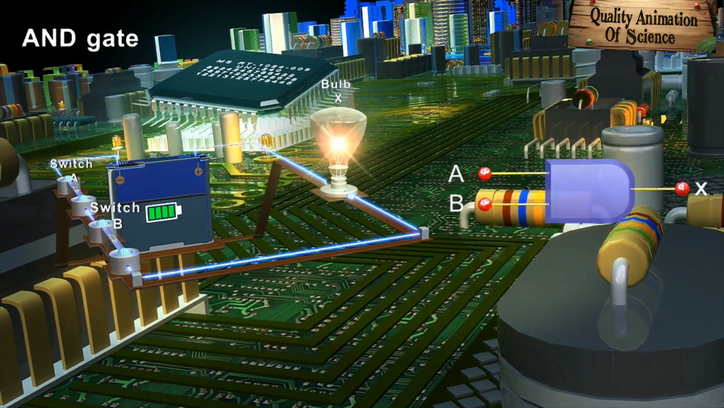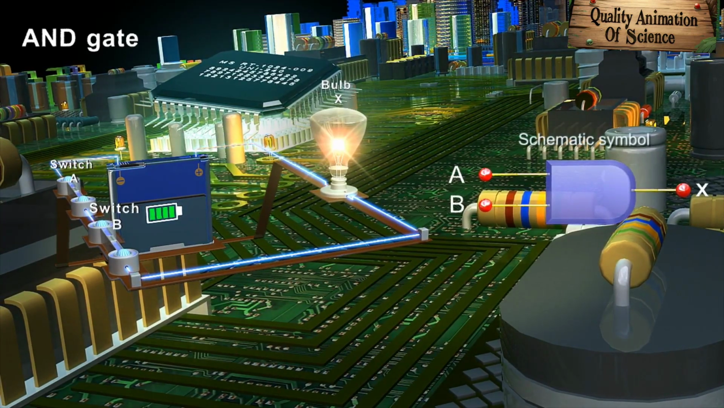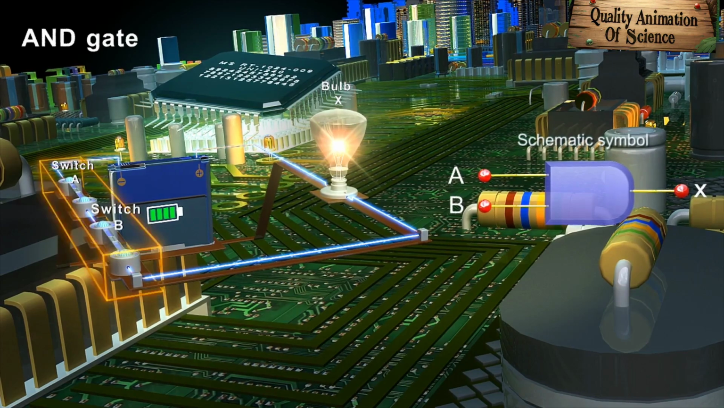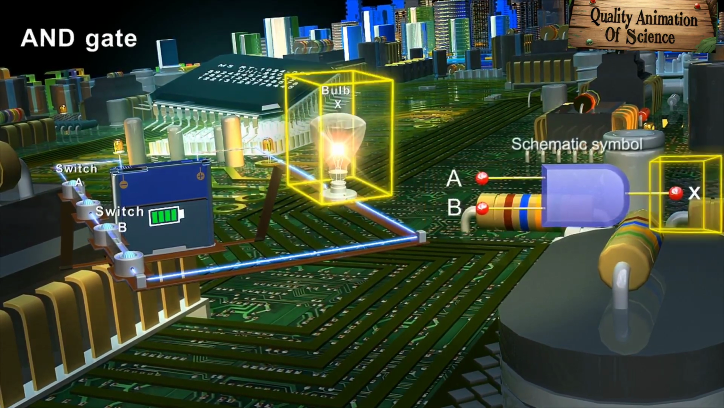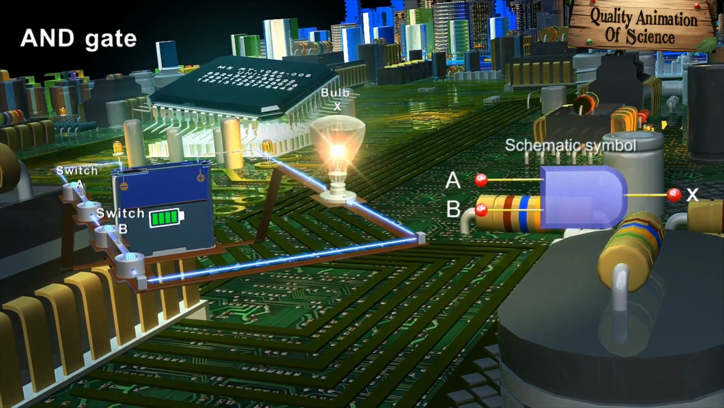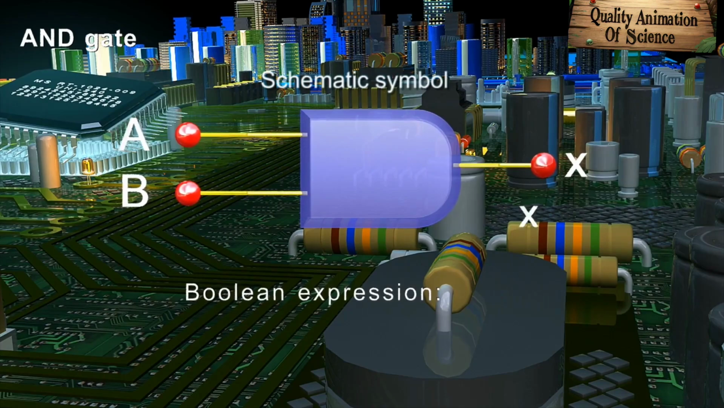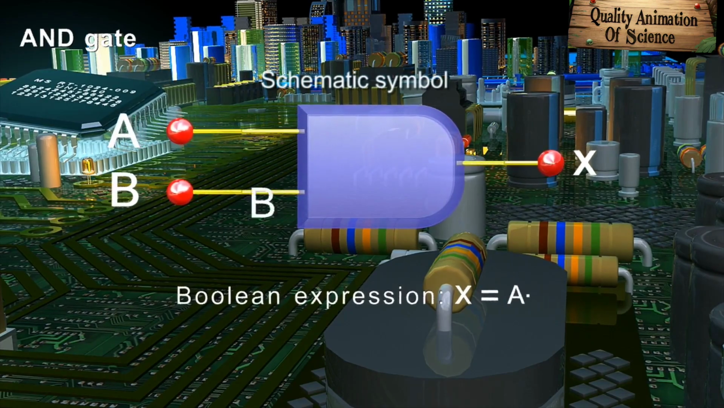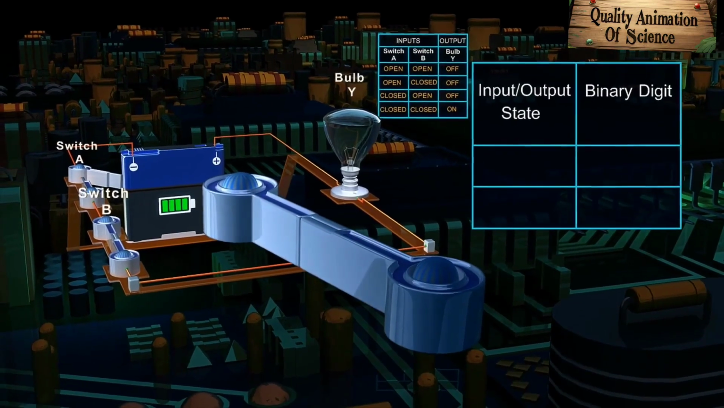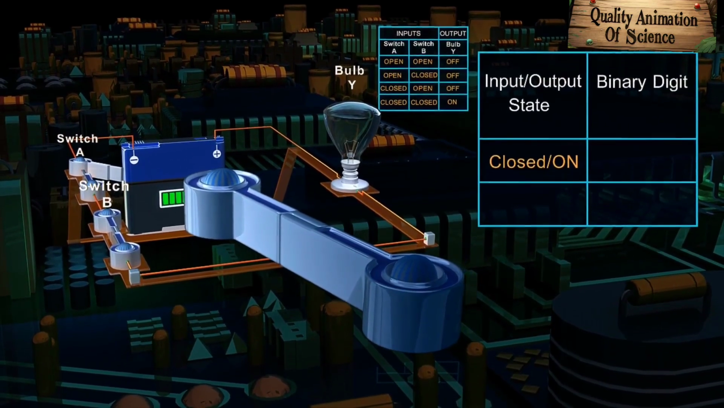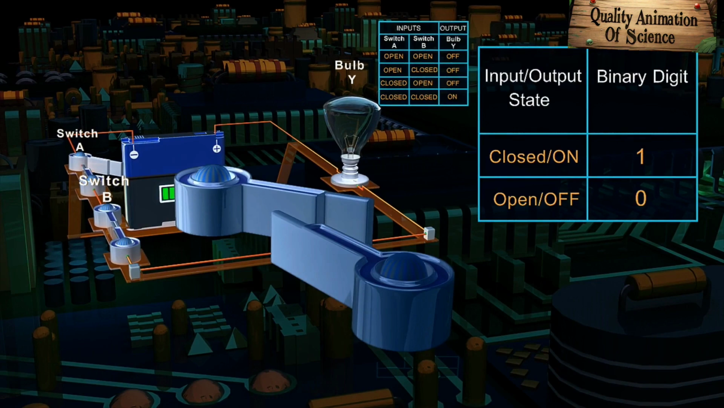This is the schematic symbol of a two-input AND gate. Switch A and switch B correspond to the two inputs A and B, and the bulb corresponds to the output X. The Boolean expression of the AND gate is given as X is equal to A and B. In digital electronics, the on state is represented by binary digit 1 and the off state is represented by 0.